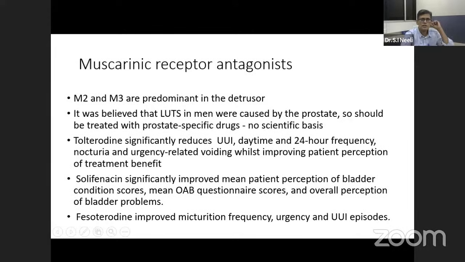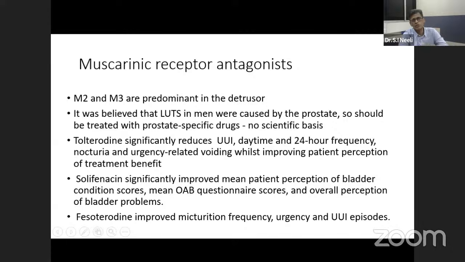Urinary tract symptoms in men are caused by the prostate, so should be treated with prostate-specific drugs. This was the earlier belief, but now we can also utilize tolterodine or solifenacin for treating overactive bladder symptoms. Tolterodine significantly reduces urgency incontinence, as well as daytime and 24-hour frequency. It is also responsible for reducing nocturia and urgency-related voiding.